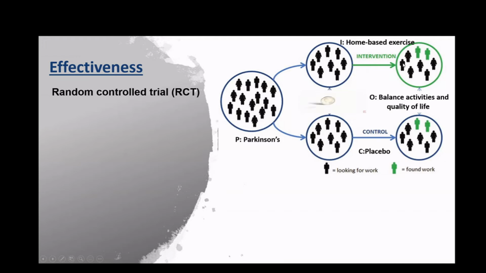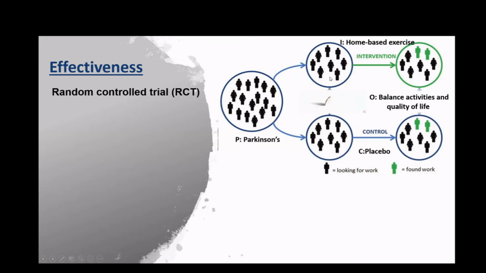What we then do is we take the 2 groups through a procedure, which in this case, the intervention group will get home-based exercise. The placebo will get, we'll just say, talking therapy. They just go and sit in a group and talk. We don't think it's going to improve the balance, but obviously we wanted something for them to do.